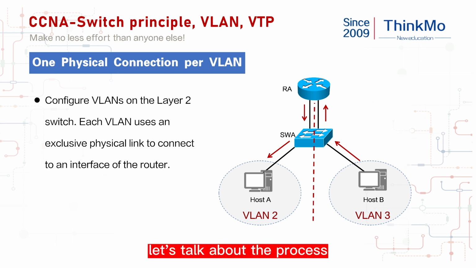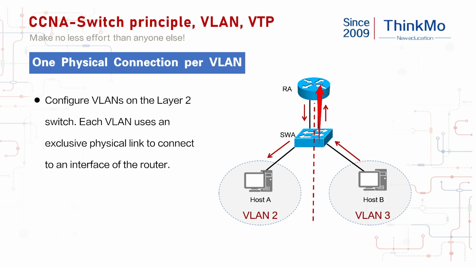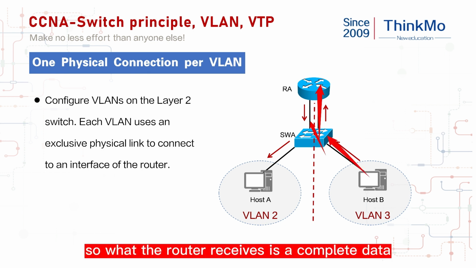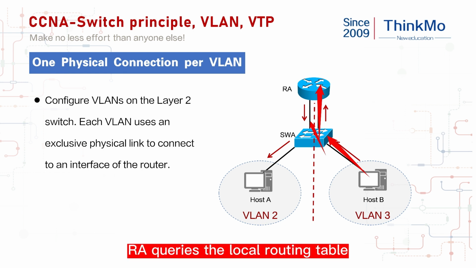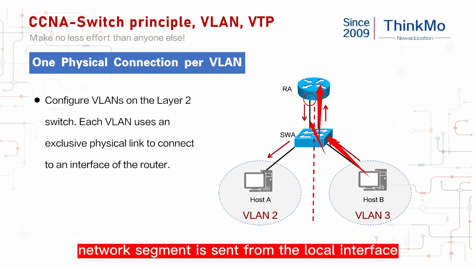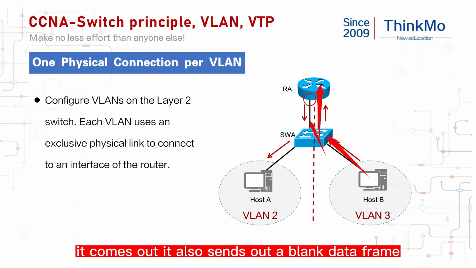Let's talk about the process. Traffic sent here, the access interface marks it with tag 3, and it goes from here with tag 3. This is an access interface, so coming out it strips off tag 3, then goes into the router here. So what the router receives is a complete, untagged data frame. It is going to the 2.0 network segment, so RA queries the local routing table. It finds that the 2.0 network segment is sent from the local interface, and the next hop is this interface toward host A. It comes out and also sends out an untagged data frame.